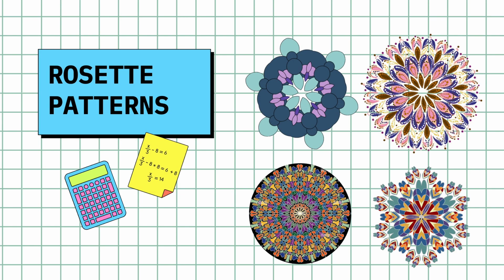Number one pattern that we have here is the rosette pattern. Rosette patterns feature radial symmetry with elements arranged symmetrically around a central point. Examples are floral designs with petals radiating outwards from a center, or star patterns with arms extending evenly from a central point.